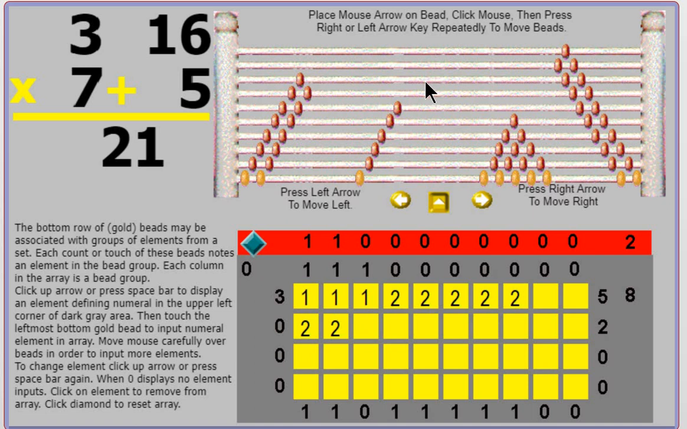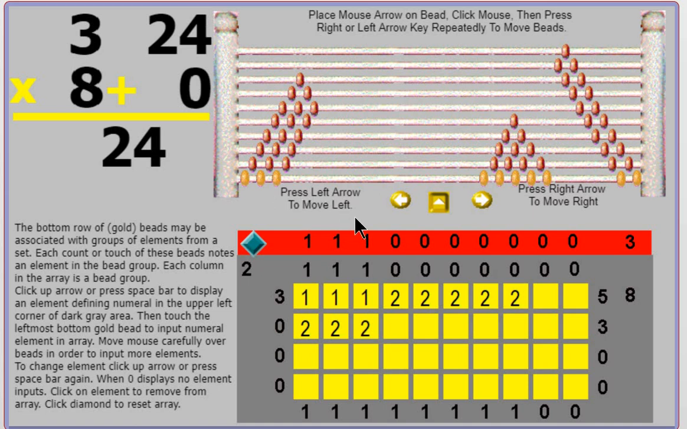Okay, so now I'm going to click this rightmost bead and click the left arrow and push that back over against the triangle against the left post. And I am going to now continue counting my second count with 2's. And so I'm going to touch that bead and add a 2 in the third column.